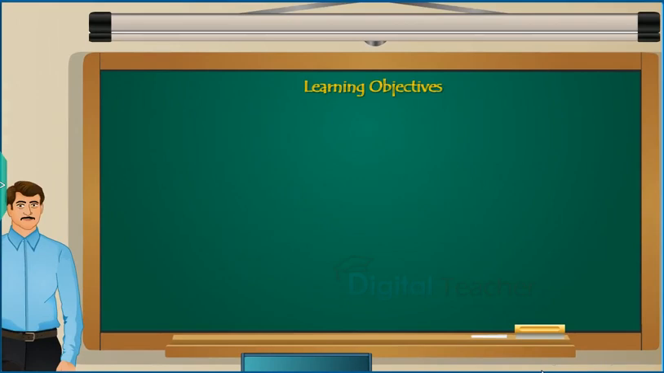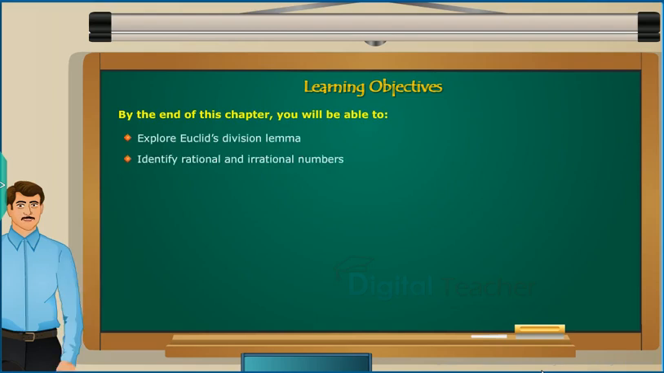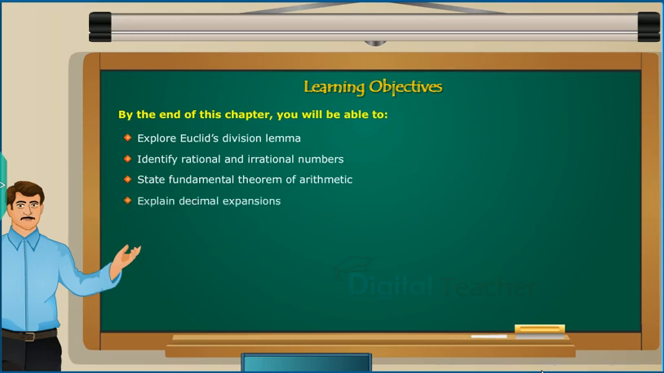Learning objectives. By the end of this chapter, you will be able to explore Euclid's division lemma, identify rational and irrational numbers, state fundamental theorem of arithmetic, explain decimal expansions, prove irrational numbers, state laws of logarithms.